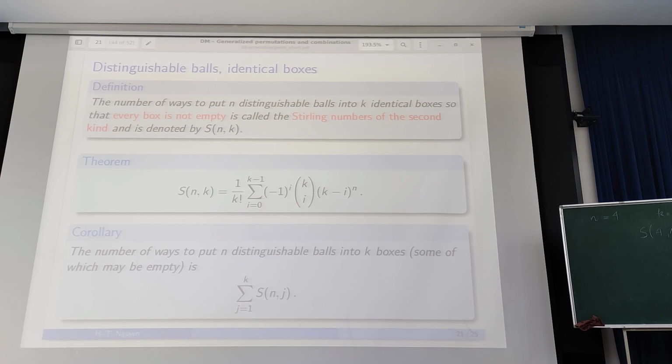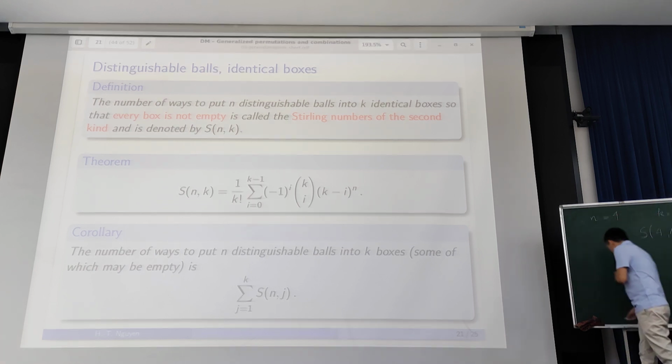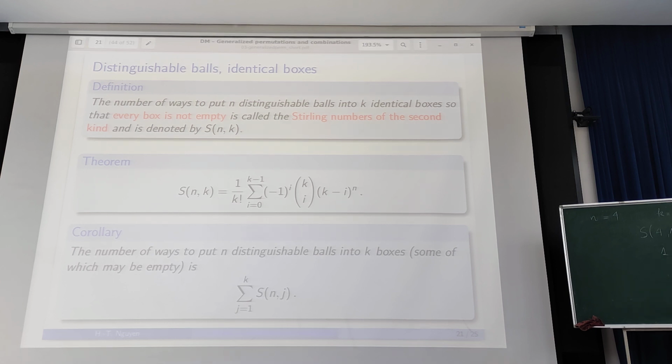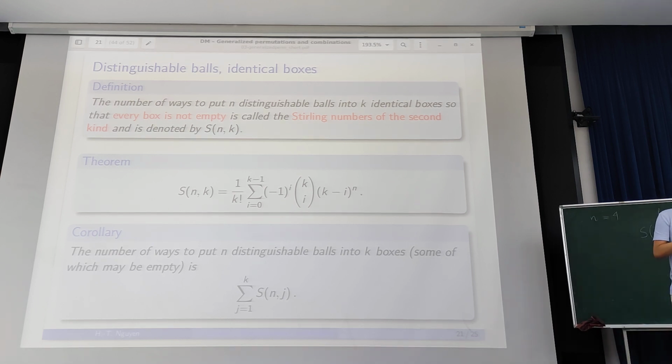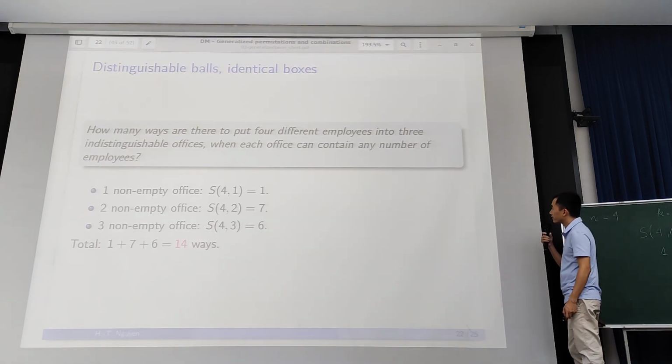Okay, so what is S41? That is an easy one. 1, okay? So S42. Okay, so S42 is 7. So glad that someone actually did the calculation. And S43, 6. So if we take the sum, you get 14. Same number as the one that we found.